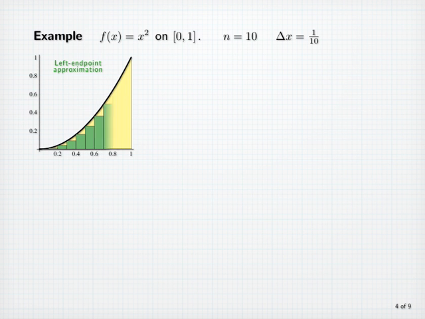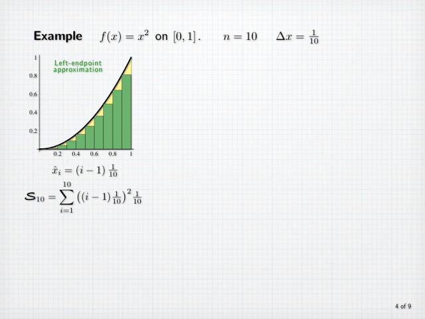Now let's begin with the left endpoint approximation. We'll compute the sum of the areas of the rectangles in the figure. We let x hat sub i equal the left endpoint of the ith subinterval, which here is 0 plus (i minus 1) times 1/10. Notice this gives us x hat 1 equal to 0, x hat 2 equals 1/10, x hat 3 equals 2/10, and so on. The sum of those rectangle areas is S10 equals the sum as i goes from 1 to 10 of f of x hat sub i, which here is ((i minus 1) times 1/10) squared times delta x, or 1/10.